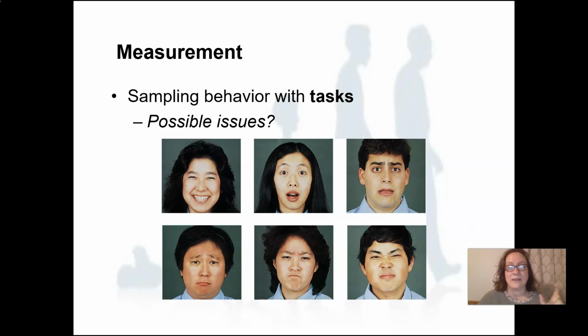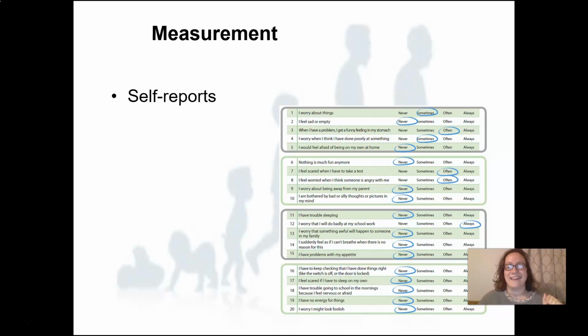So it's a good thing. We can give somebody a task, see how they perform, but everything has its drawbacks. This one I'm sure that you've done many times is a self-report.